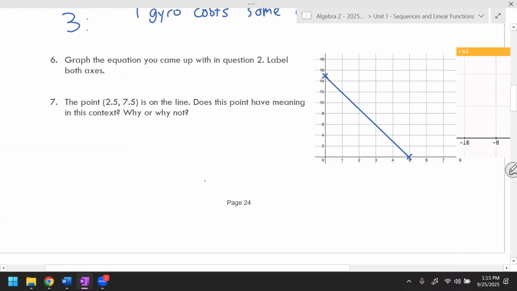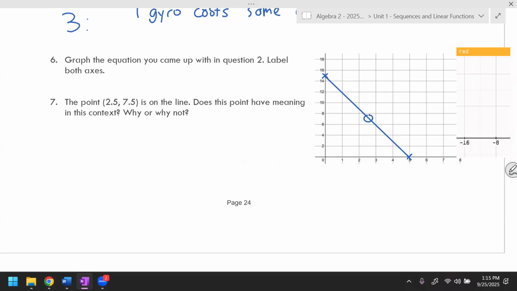Last question here. It says that the point (2.5, 7.5) is on the line. It may be hard to see, but it's actually on there, right there. Does that have meaning in this context? Did anyone have a guess? I think some people did. Nate, you had a guess for this.